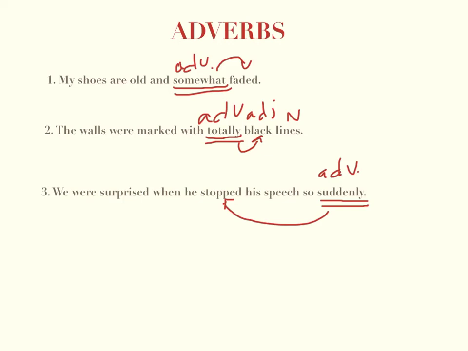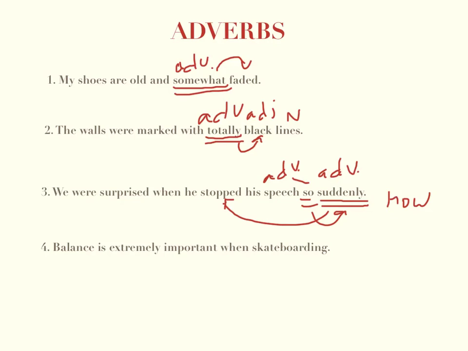He stopped it suddenly. But there's another adverb, and hopefully you caught it, and that would be so. So is an adverb because it's modifying the adverb suddenly, and it's also answering that same question of how. How suddenly did he stop his speech? So suddenly. So is an adverb as well. So if you got both of those, then great job, because this one was kind of tricky.